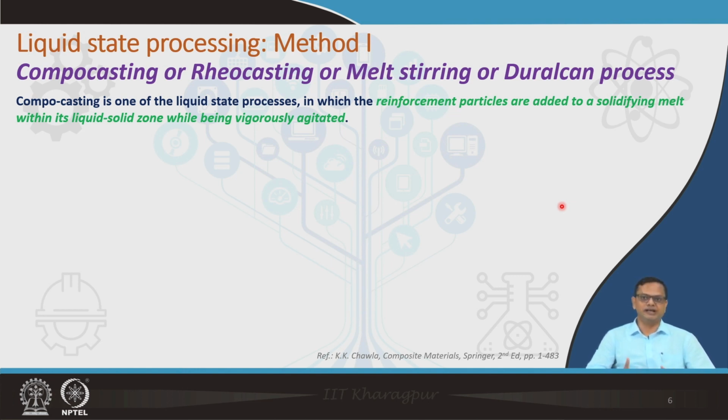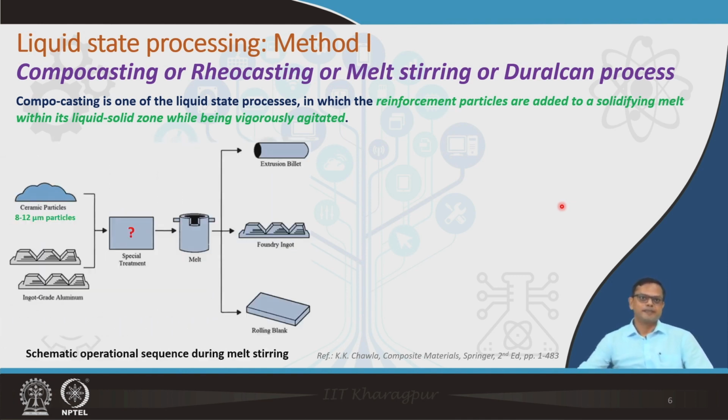Rheology is involved here, that means the viscosity of the melt is extremely important in this process, that is why it is called rheocasting. Similarly, the melt is stirred here, that is why it is also called melt stirring. The commercial name of this process is dual can process, by which aluminum SiC composite was synthesized first. So, what is done here is that the schematic shows nicely the whole process.